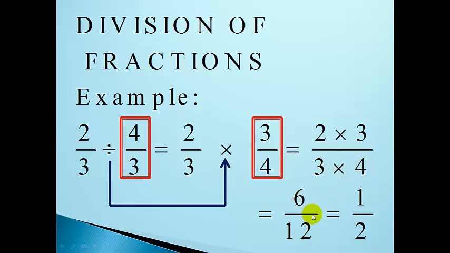So 6 divided by 12 is equal to 1 over 2. That is, 6 goes into 6 once, and 6 goes into 12 2 times. So 6 over 12 can be simplified as 1 over 2.